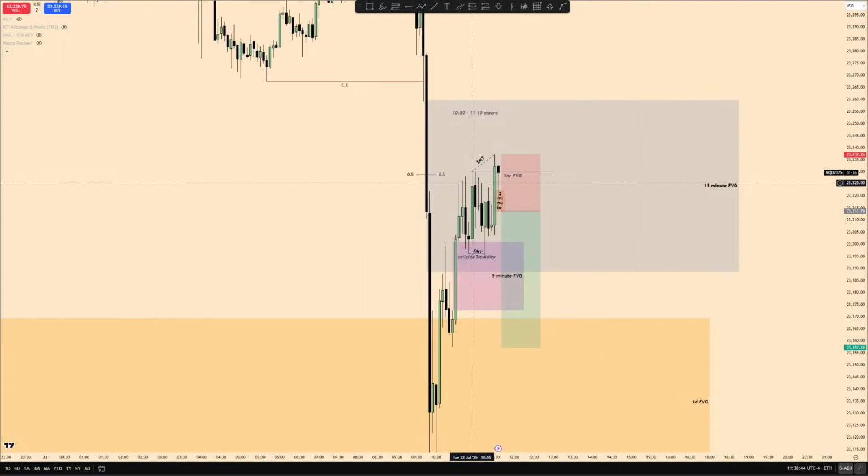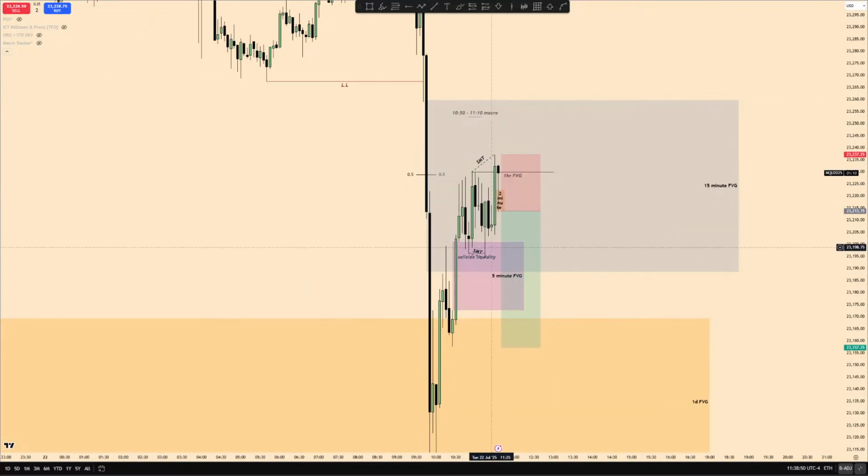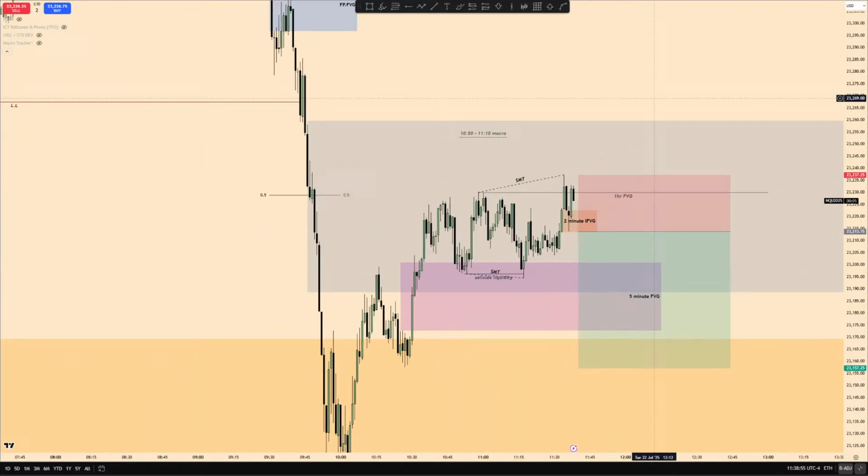Okay, I'm looking at this 5 minute, how it's closed here. We held this imbalance really well. So we have this 5 minute swing low, S&T formed. And you hold this imbalance.